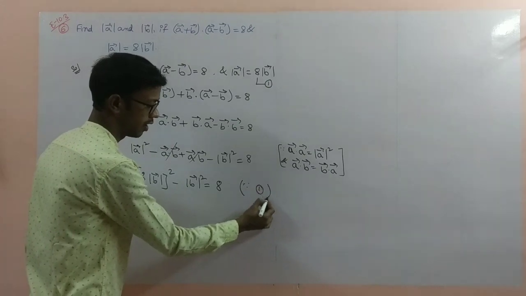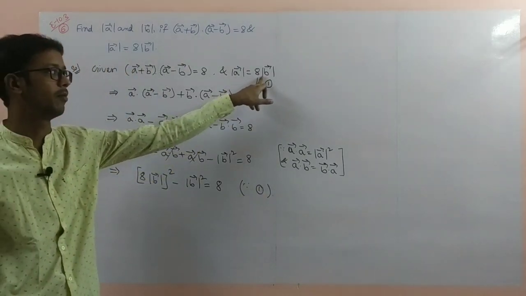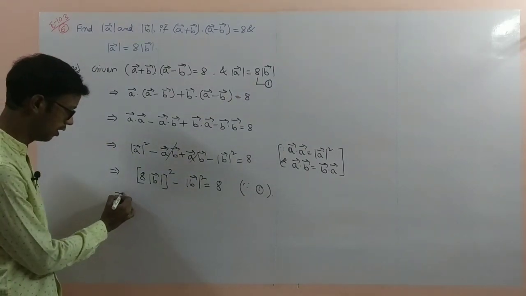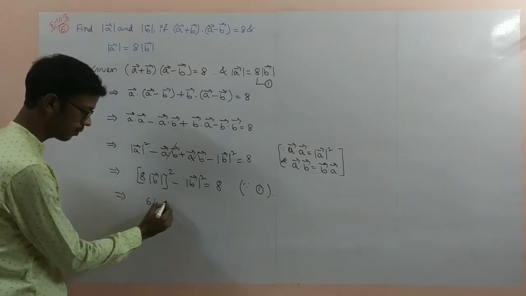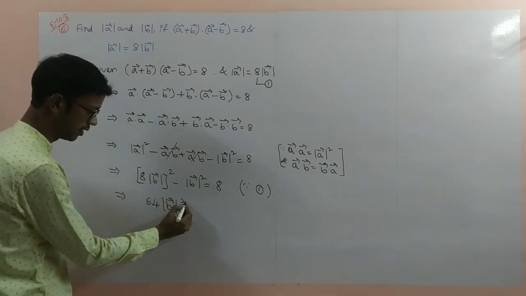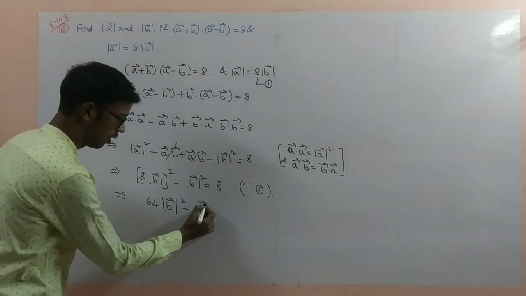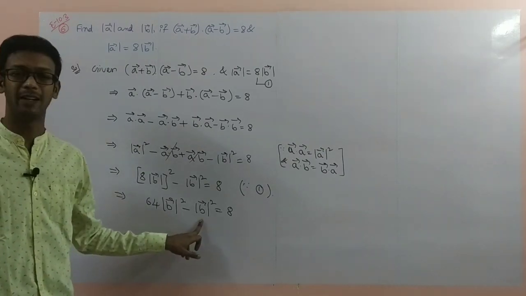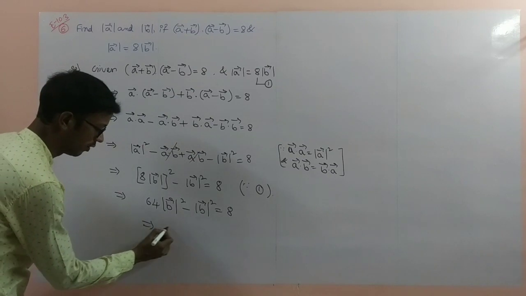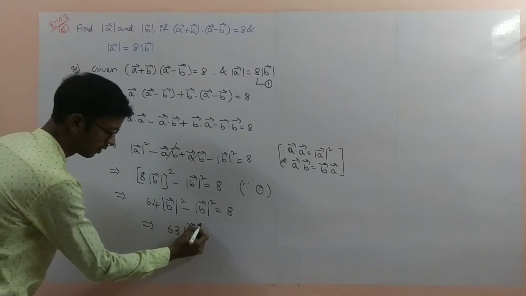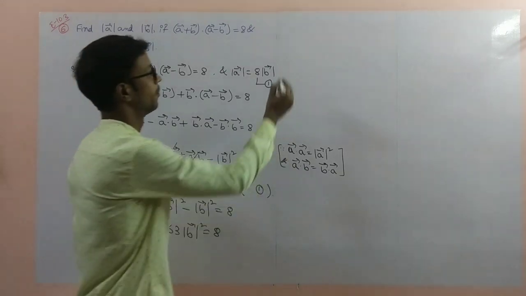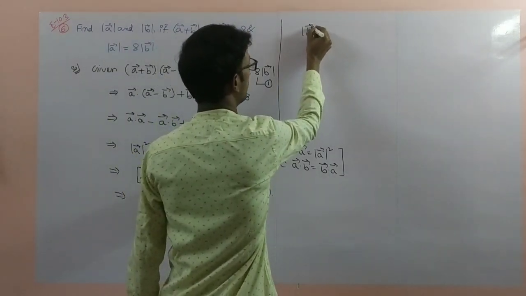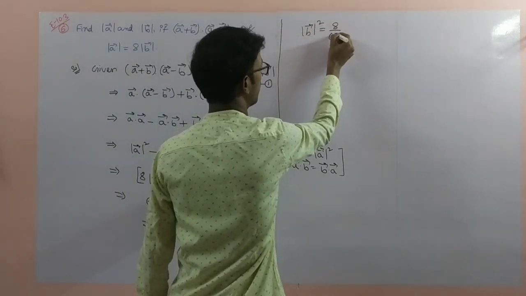Since from equation 1, magnitude of A bar is 8 times the magnitude of B bar, whole square we have to write. This implies 64. 8 8 is 64 magnitude of B bar square minus magnitude of B bar square equal to 8. 64 magnitude of B bar square minus magnitude of B bar square, 64 minus 1 is 63. Magnitude of B bar square equal to 8. Now magnitude of B bar square equal to 8 by 63.